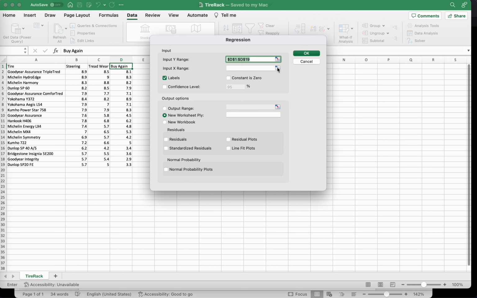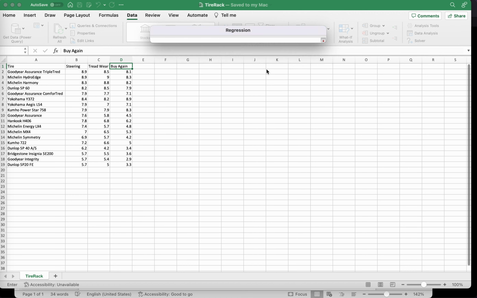One of the things to keep in mind here is that if you have multiple columns with x, a lot of x values, and then y, make sure that all the x values are together, that there are no empty columns in between. Because you have to have a single range of all the x variables, all the independent variables. In this case, steering and tread wear are the independent variables.